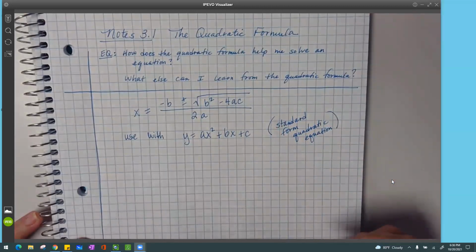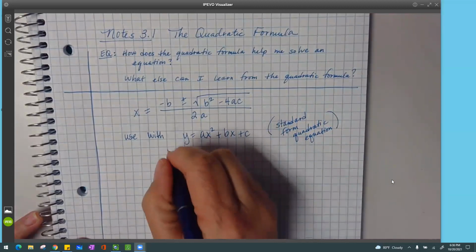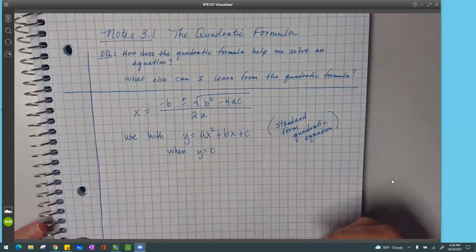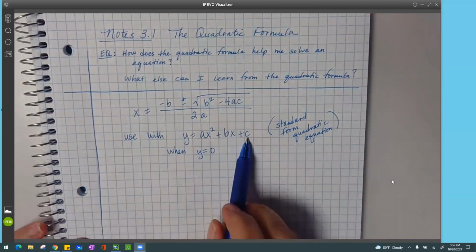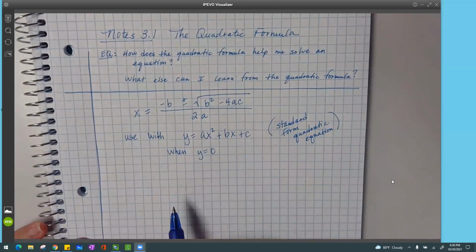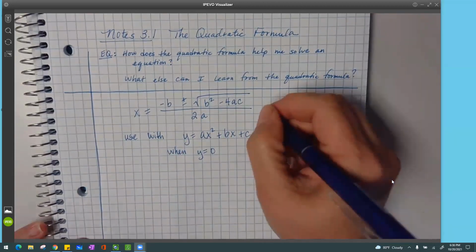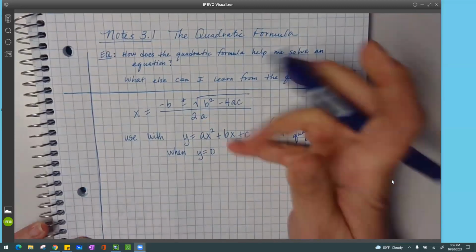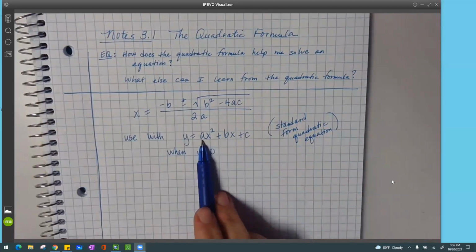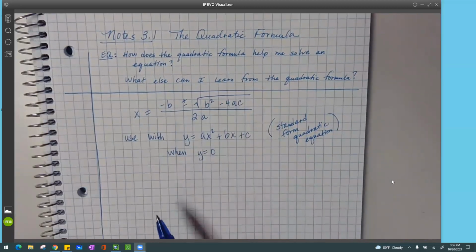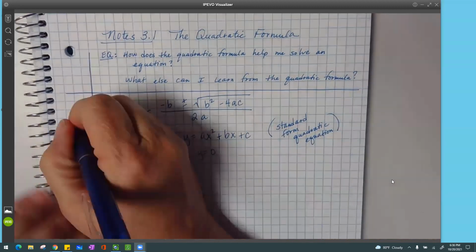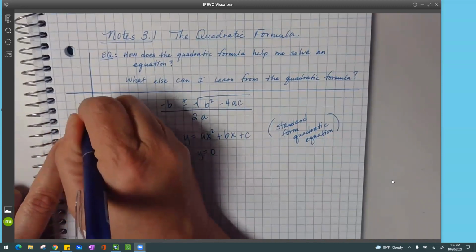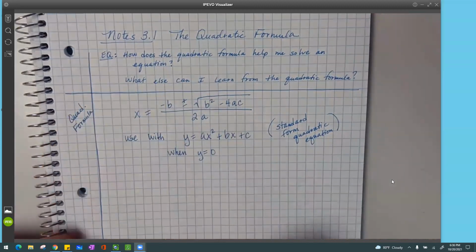And I have a rule on that. I have a limitation that y has to be 0. So I have ax squared plus bx plus c equals 0. And then the a and the b and the c are the numbers that I'll substitute into the quadratic formula, so that I can solve for x.